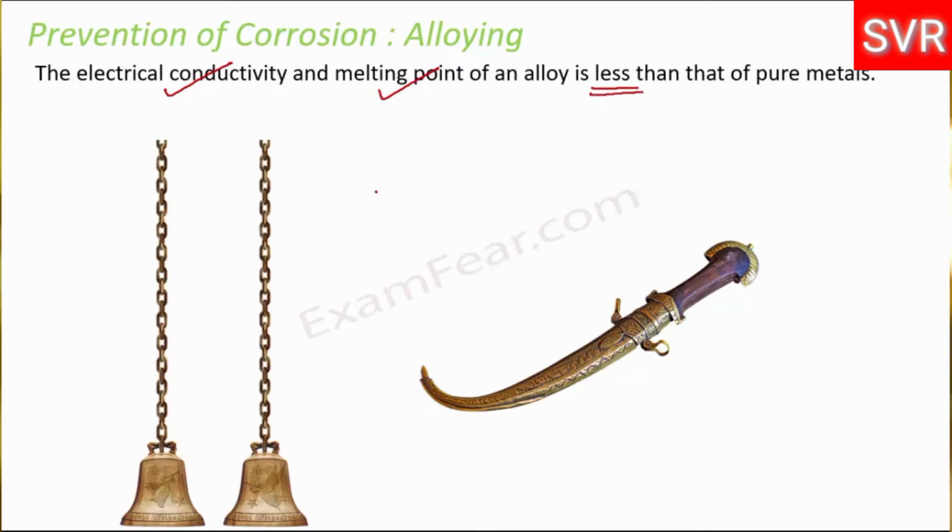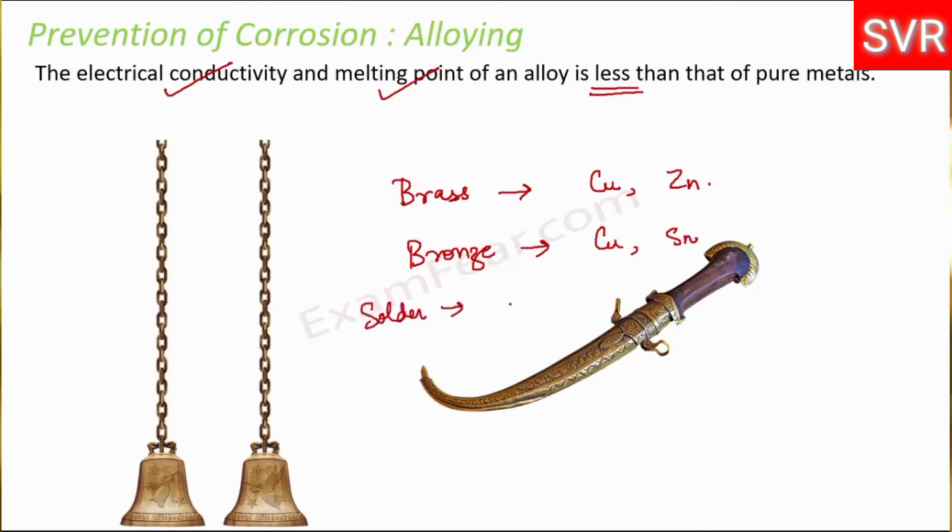Let's look at these examples. If you talk about brass, it is an alloy of copper and zinc. Now if you look at the melting point of copper or zinc and compare the melting point of brass with that, you would see that the melting point of brass is a lot lower than copper or zinc. Similarly, bronze is an alloy of copper and tin. Solder is an alloy of lead and tin. So these are some popular examples of alloys. In fact, you would have seen a lot of brass or bronze artifacts which are often used as decorative items in our houses, right?